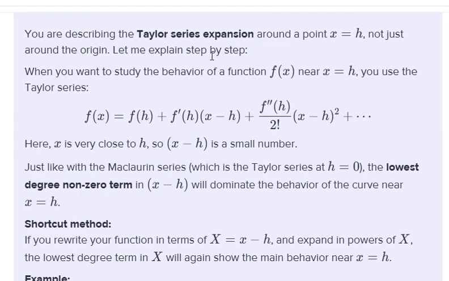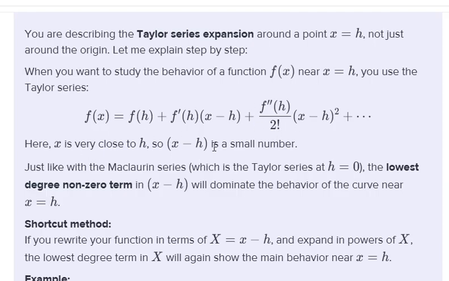Okay, now if I want to find out the curve behavior, not at the origin but at some point x equals h, then you can use Taylor's expansion. Suppose I want to find out the function around x equals h. By formula, we know that by Taylor's expansion, f of x is equal to f of h plus f dash of h into x minus h, like this, we are going to find out.